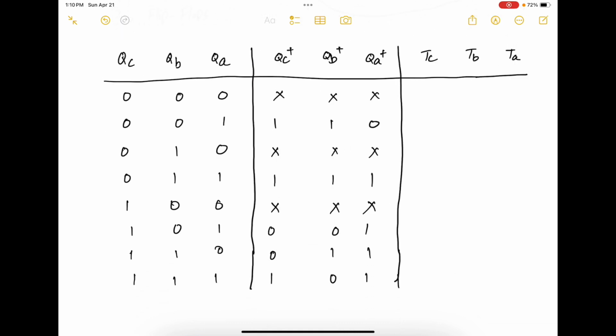Now we need to find out TC, TB, and TA. Basically, if QC is 0 in the current state and QC plus is don't care in the next state, your TC, TB, and TA will be don't care. So wherever you have don't care as your next state, you can put don't care. Now, when QC is 0 in the current state and QC plus is 1 in the next state, what should be the value of TC? So we need to do the same approach for all the other combinations as well.